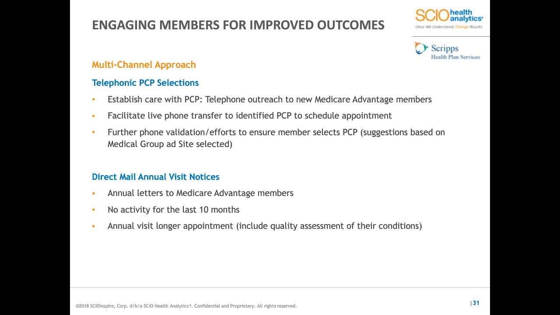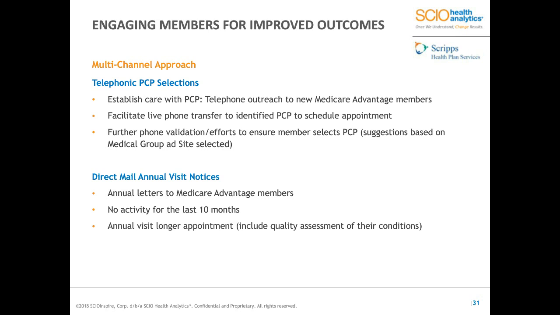I know that sounds like a long time, but because we have the front-end process and the outreach telephonically, we wait for a good 10 months to make sure: are they homebound, are they not? We wanted to make sure that they haven't come in for anything else. But if there's no activity, then we also send them an annual letter just asking them to come to us and make an appointment if we haven't been able to reach them telephonically.